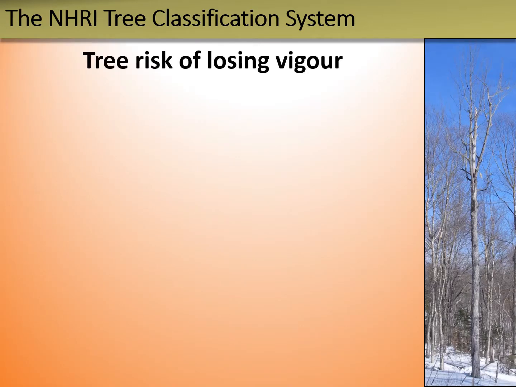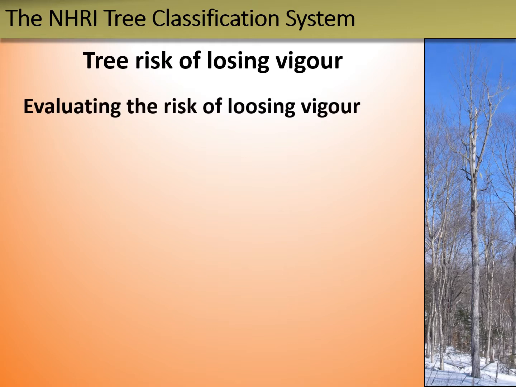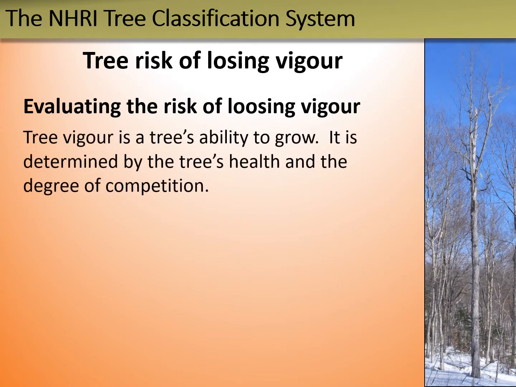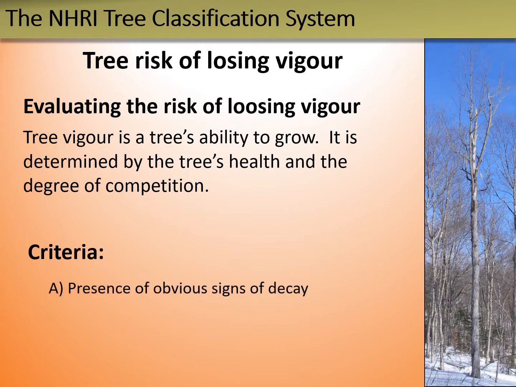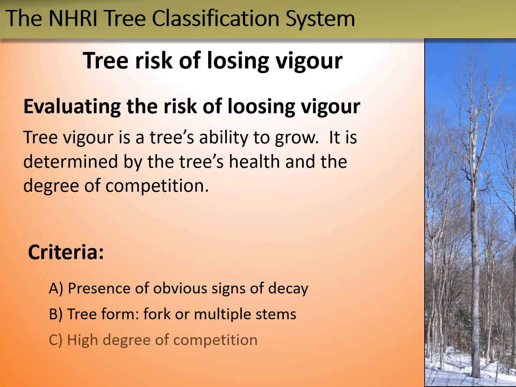So now let's see the risk of losing vigor. In this case, the entire tree is assessed. Tree vigor is a tree's ability to grow. It is determined by the tree's health and the degree of competition. The criteria to evaluate the risk of losing vigor of a tree are presence of obvious signs of decay, tree form, like fork or multiple stems, that present a risk of damage in the structure of the tree, and a high degree of competition, indicating a risk that the tree may lose vigor over time.